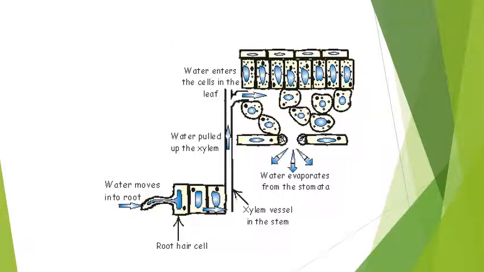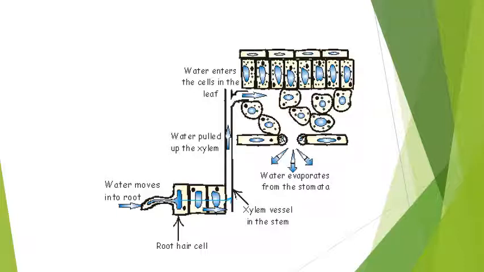Right, so here's a little overview of the path of the water. We've just learned that water moves into the root by osmosis, and that's after mineral ions have been pumped into the root by active transport. And then we said the water goes from the root hair cell through the cortex cells this way into the xylem vessel, first the one in the root, and then it gets pulled up the xylem.